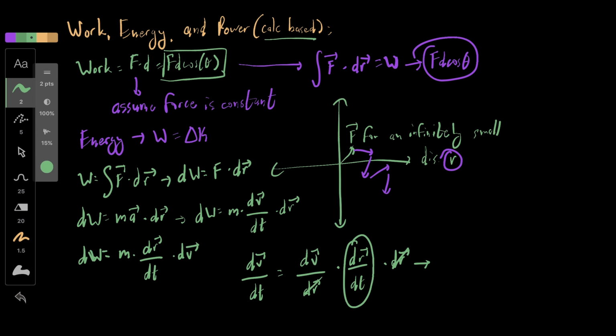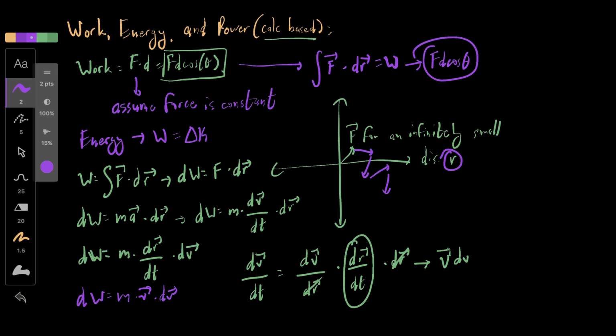So we get v dv, and that's what this equation is going to use: m times v times dv. And don't worry, it will be covered more in depth in my actual calculus-based physics series or mechanics series, which will come after this more algebra-based mechanics series. So there you have it.